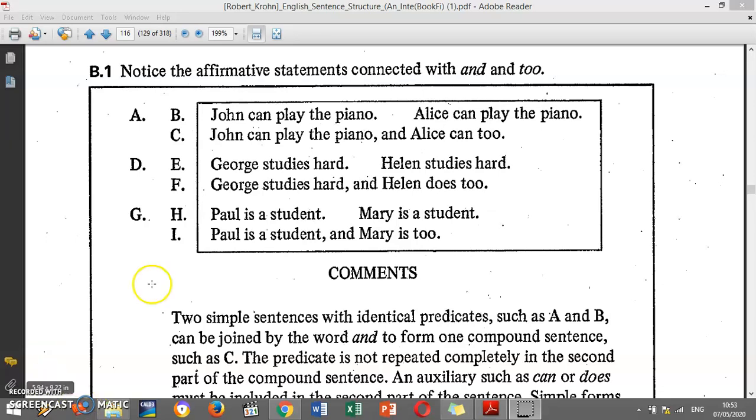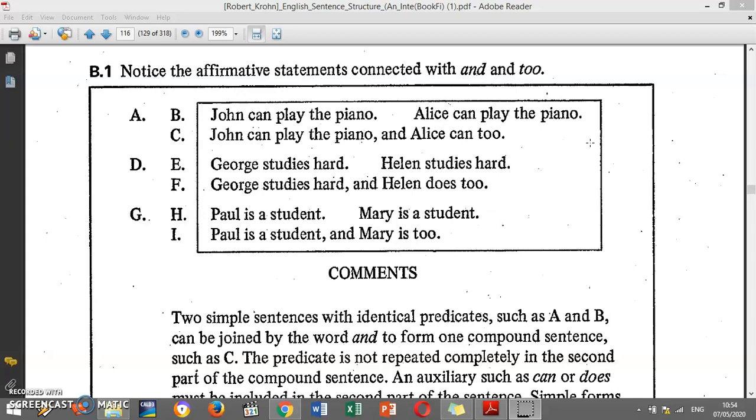So here, you do not have to repeat the verb. You can just repeat the modal and then add "too" after. Jadi tidak harus mengatakan "John can play the piano and Alice can play the piano too." So you don't have to do that. You can just omit it, atau dihilangkan saja. Play the pianonya bisa langsung pakai modal auxiliary-nya saja.